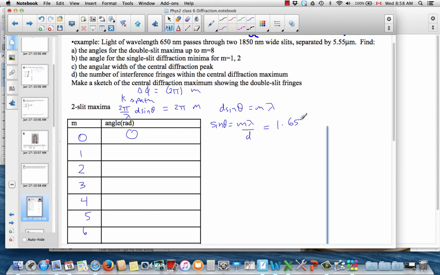The wavelength is 650 nanometers. That's a 1 times that. And then the slit separation is 5.5 microns. Then we'll do the arcsine of that, and we'll answer in radians. When we do the inverse sine in radians mode, we get 0.117 rads, and then you could repeat that process for m equals 2, 3, and so on and so on.